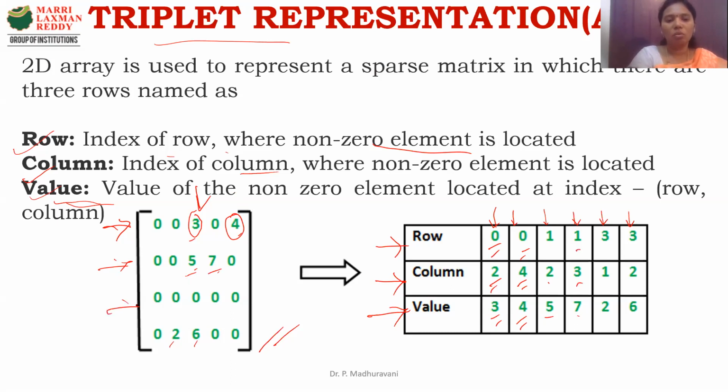Now, here, there are no non-zero elements, so move down to the last row. The last row is 3. Here you have two non-zero elements situated at column 1 and column 2. The values are 2 and 6. So this is the representation of the sparse matrix using an array.